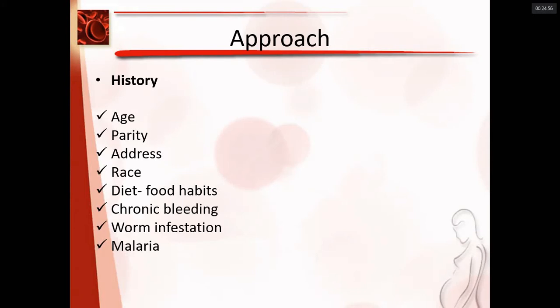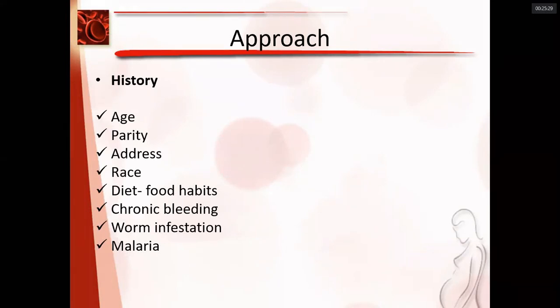Address and race, as we said, that sickle cell anemia and thalassemia are more prevalent in some parts of the country, and it is also important if these are the areas where there is more prevalence of infections like malaria. We should ask about dietary habits, food habits. If it is a vegetarian diet, they are more liable to have megaloblastic anemia. Okay, and what are the diets that they are taking? If it is sufficient enough, it will also give us an idea about the management protocols.